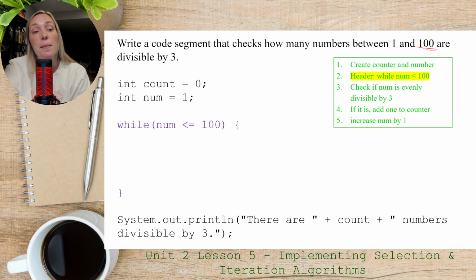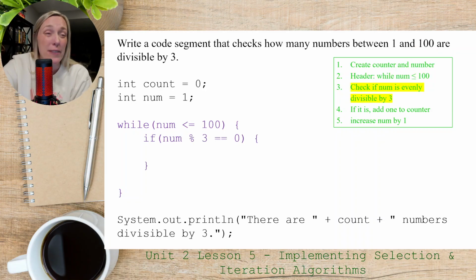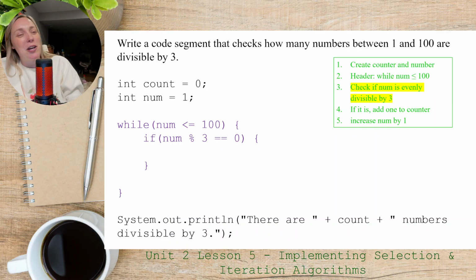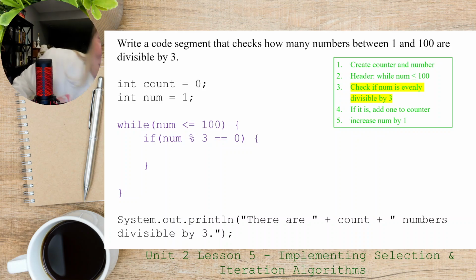Okay, so while num is less than or equal to 100, what am I going to do? I'm going to check if that number is evenly divisible by 3, and I'll use my mod operator to do it. If you wanted to use your while loop that you came up with in algorithm 1, by all means, you can do that.